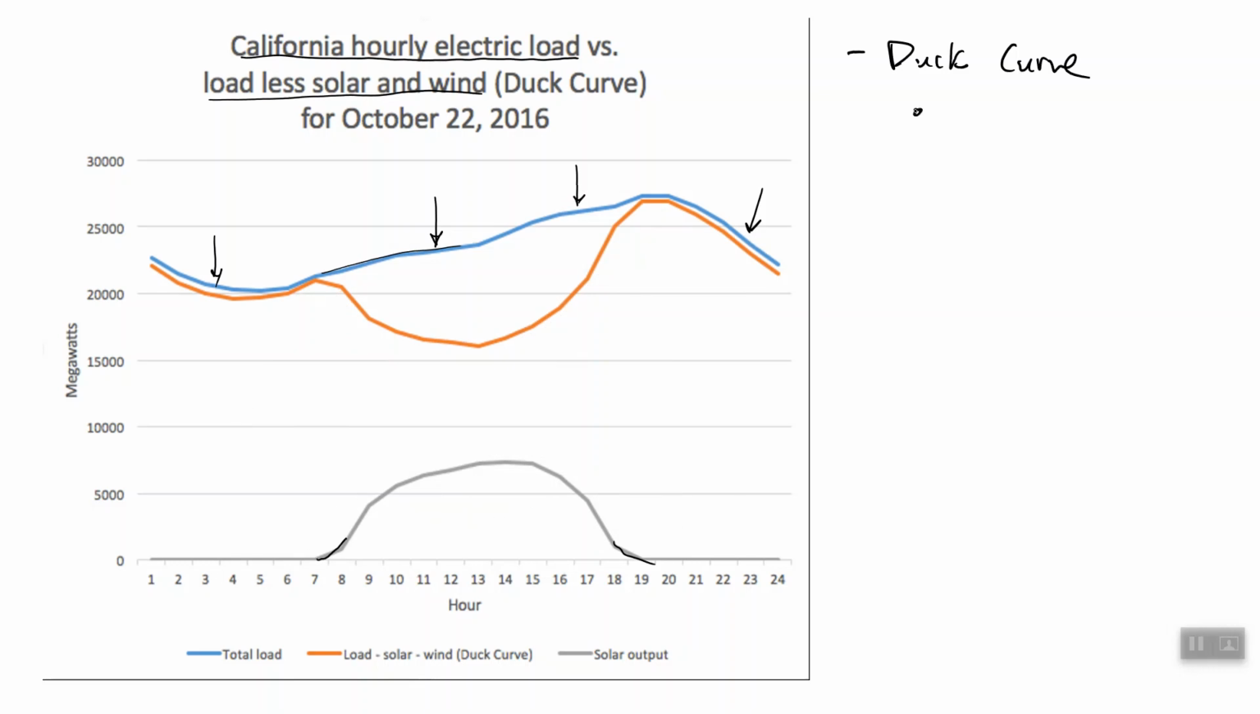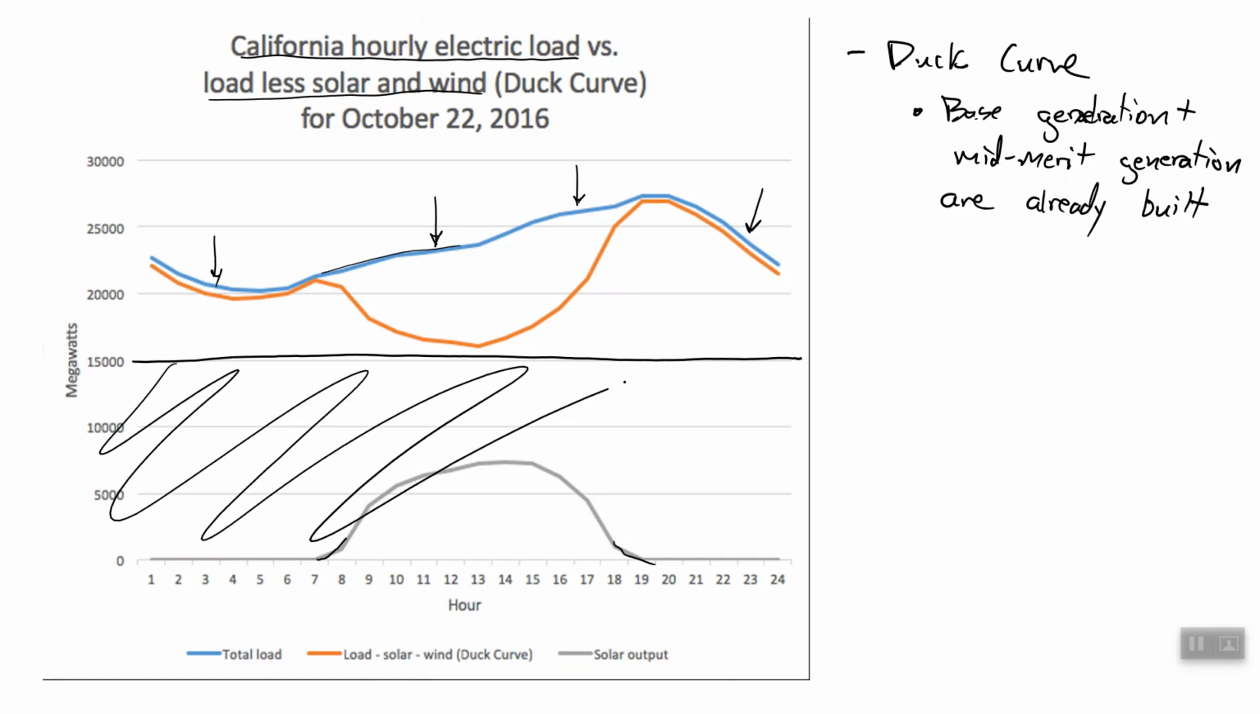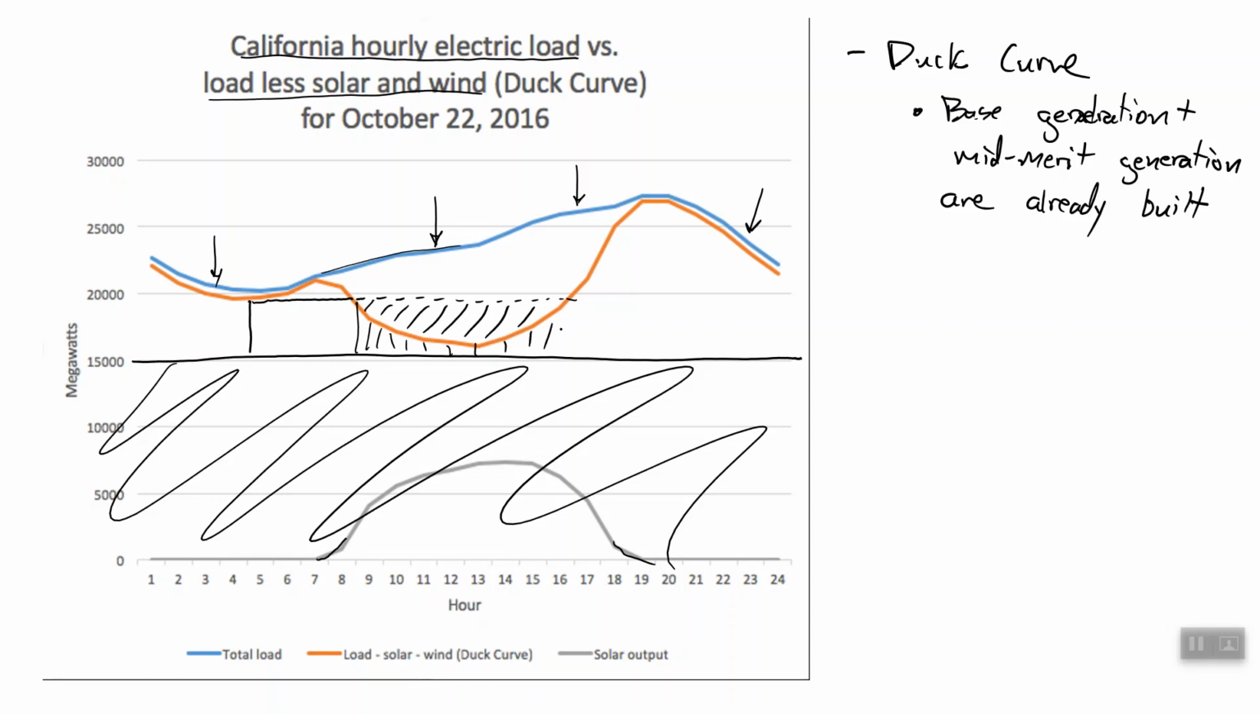Okay, and this is a problem because base generation plus mid-merit generation, so the power plants we've already built in order to meet this demand, are already there, and they work most efficiently if they're just allowed to run continuously. So let's say our base load is here, so we can leave those power plants running, but then, let's say here in the morning we turn on our mid-merit generators, but then suddenly we get duck curved. So those mid-merit generators, what do we do? Do we turn them off? But we can't really turn them all the way off because we still need to fill this power. You see, we kind of have this issue.